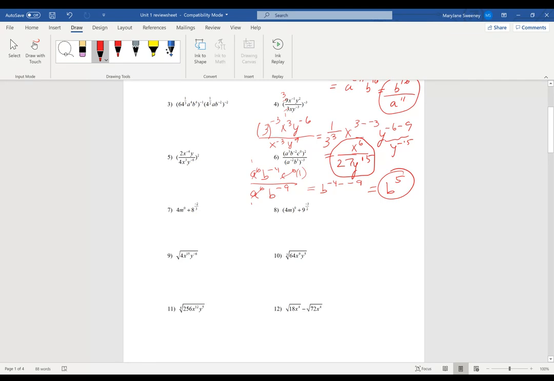Number 8 is taking 4m and raising it to the 0 power. Anything to the 0 power is 1. 9 to the -3/2 is 1/9 to the +3/2. So you flip the base, exponent becomes positive. So that means the square root of 9, cubed. So square root of 9 is 3, cubed is 1/27th. So this is 1 plus 1/27th, or 1 and 1/27th.